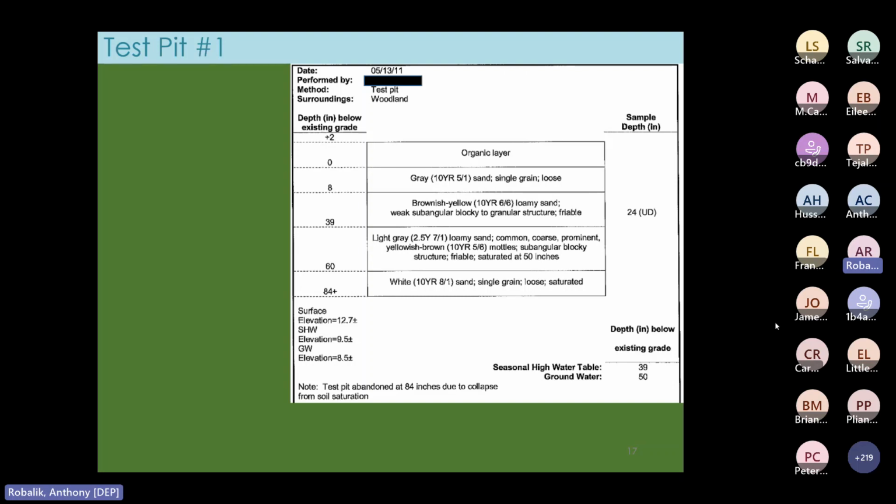Also on the right-hand side, you can see that they collected an undisturbed sample at 24 inches deep. So keeping in mind that the sample that they collect and test needs to be in the most hydraulically restrictive layer that's above the seasonal high water table. And it seems the sample is at an acceptable depth here. Right, there's a sand layer, then there's the loamy sand layer, and they took the sample from that more restrictive loamy sand layer.